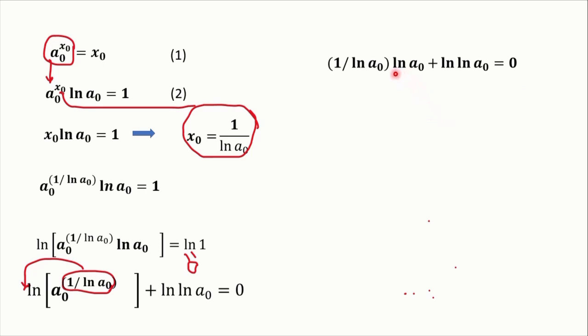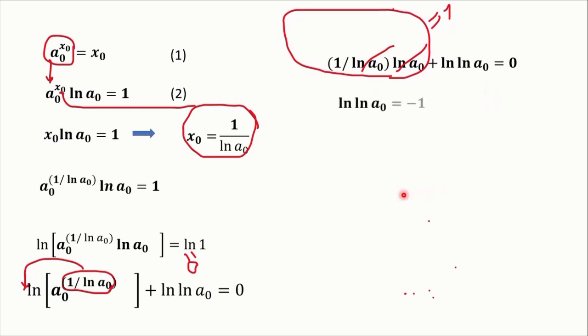Now, here we have logarithm a0, and here the same logarithm. So they are cancelled, and at this place we have 1. Now this equation can be transformed to this form, and we should find a0. How to do this? First, we will find ln a0, and this is equal to negative 1, or 1 over e. And then we find a0 as e to power 1 over e.